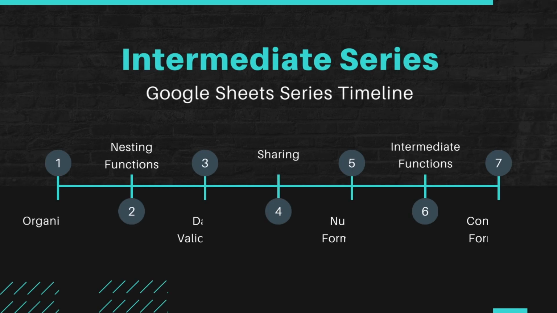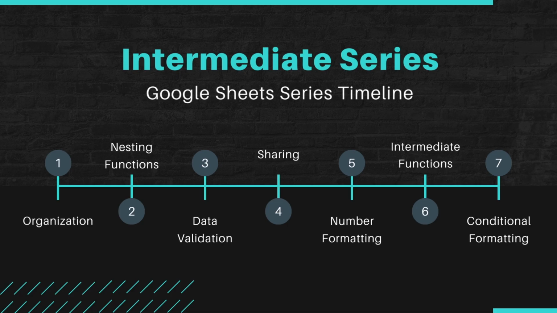Now, I spoke about different categories. There are 7 in this series. The first is organization. The second is nesting functions. The third is data validation. Fourth, sharing. Fifth, number formatting. Sixth, intermediate functions. And 7 is conditional formatting. All of these, again, are pretty quick and easy to know and understand, with a lot of depth to them.